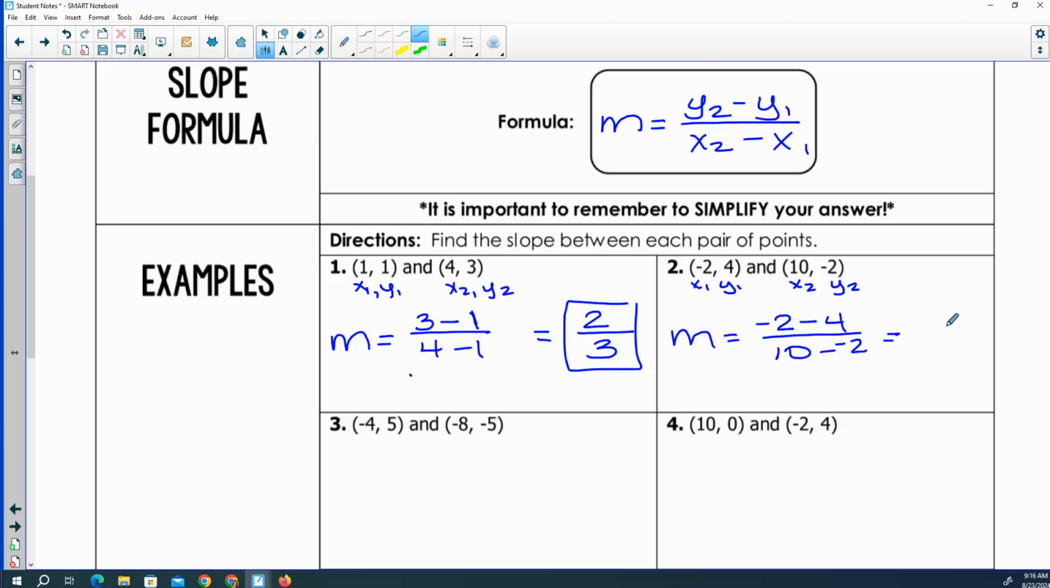-2 minus 4. What happens if you have a minus a negative? So 10 plus 2 is 12. 6 and 12, can they both be divided by anything? Yeah, we divide by 6, and -1 over 2.